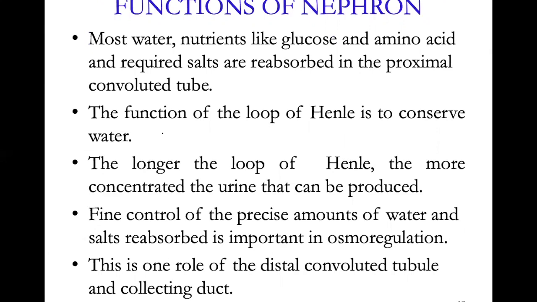Most of the water, nutrients like glucose, amino acids, and the required salts are reabsorbed in the proximal convoluted tubule. The function of the loop of Henle is to conserve water. The longer the loop, the more concentrated urine is produced because it is going to reabsorb water. The fine control of the precise amount of water and salts reabsorbed is very important in osmoregulation. This is one role of the distal convoluted tubule and the collecting duct.